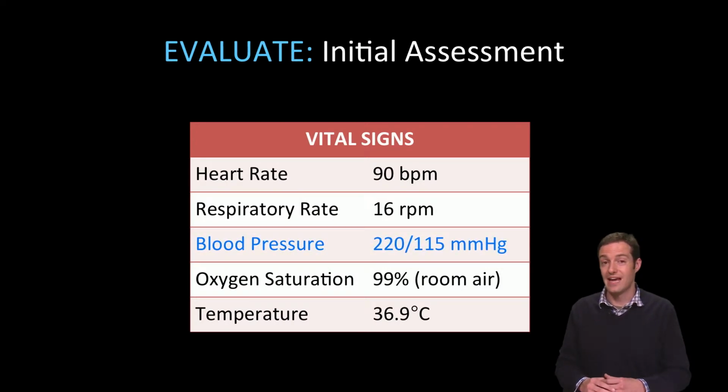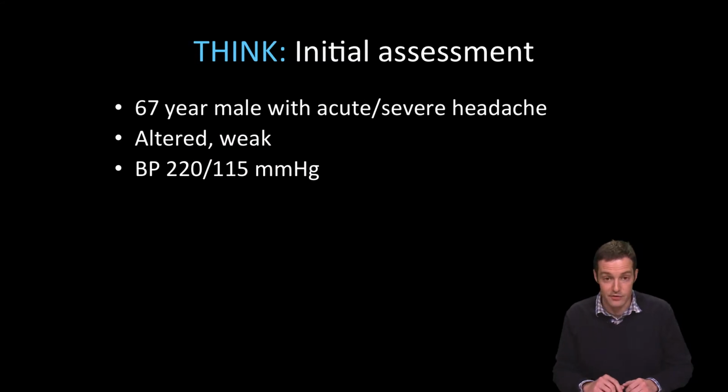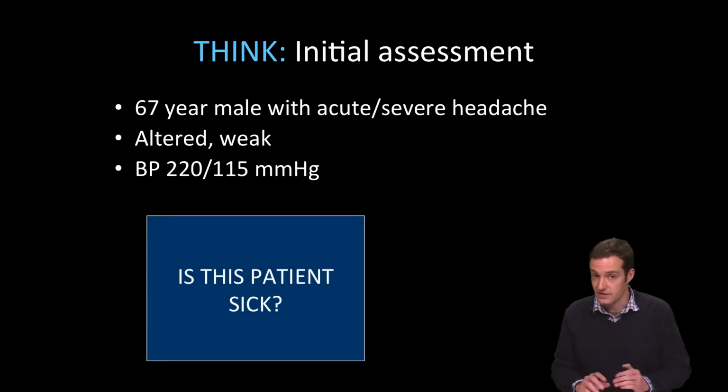That's definitely what we call an abnormal vital sign and may have a role to play in the presentation that we have today. So after our initial assessment, we have a 67-year-old male, acute severe headache, altered mental status, weak, with extremely elevated blood pressure. So is this patient sick?